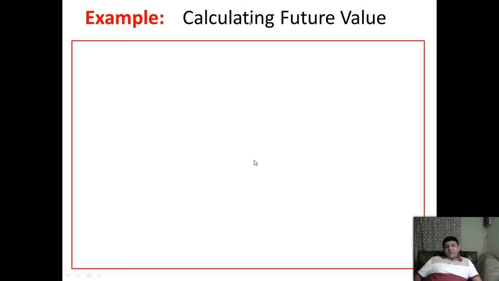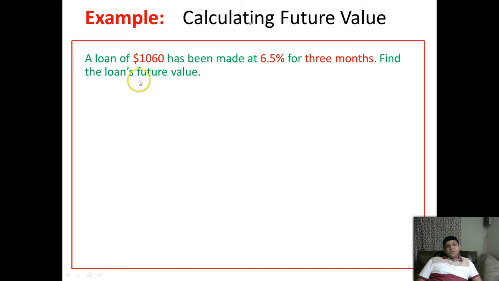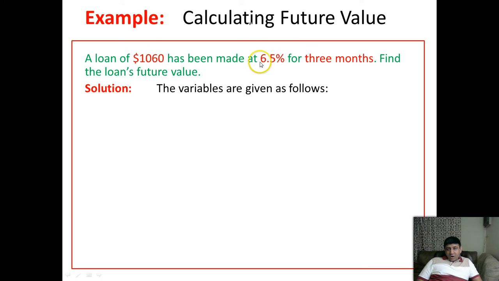So let's look at an example here, how to calculate a future value. Suppose a loan of $1,060 has been made at a rate of 6.5% for 3 months. Find the loan's future value. Let's write down all the variables involved here. This is your P, this is your R, and this is your time, 3 months. This is tricky this time. You have to convert the rate into decimals, and 3 months we have to convert into years.